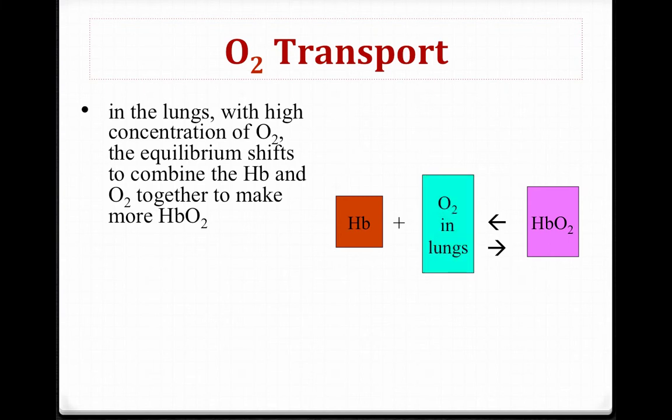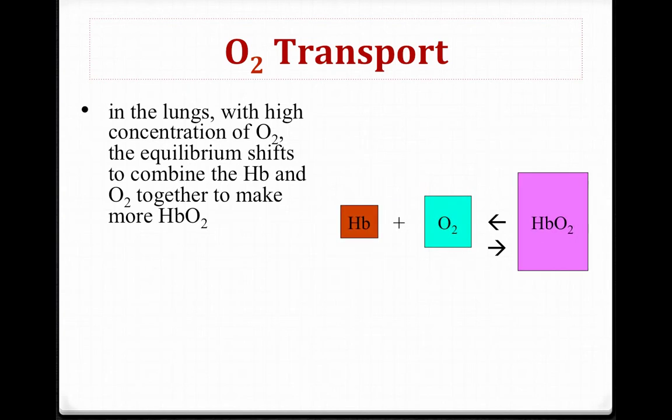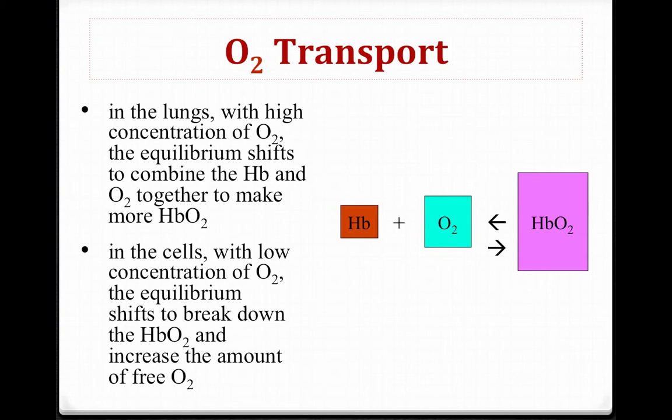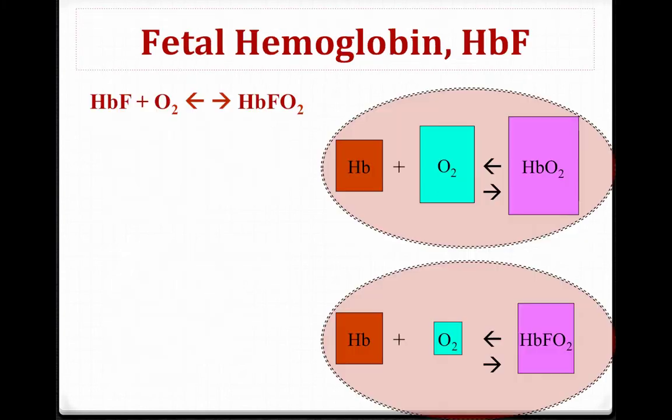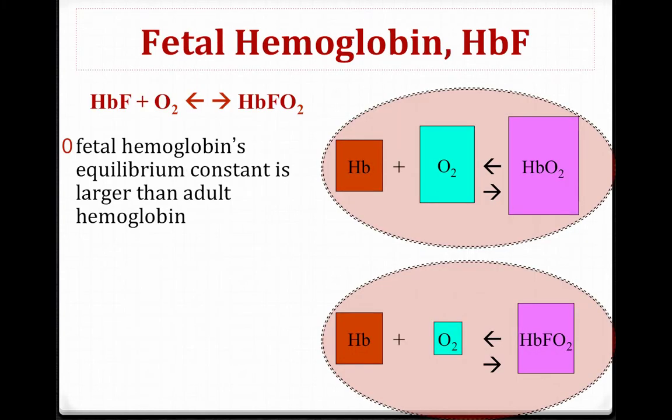So in the lungs, you have a lot of oxygen, which shifts the reaction towards the right, towards the product, which means more of the product, HbO2, is made. In cells with a low concentration of O2, the equilibrium shifts to break down the hemoglobin carrying oxygen so that you can use the oxygen to fuel the cells, which is the way O2 transport works.